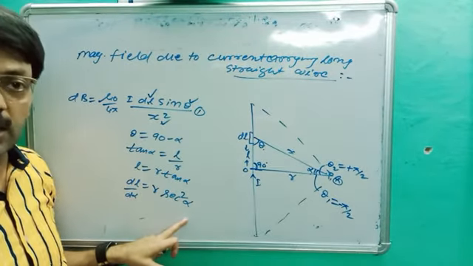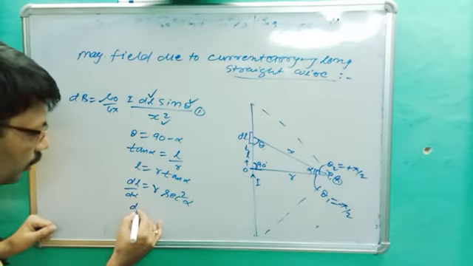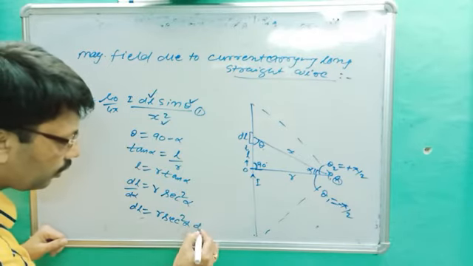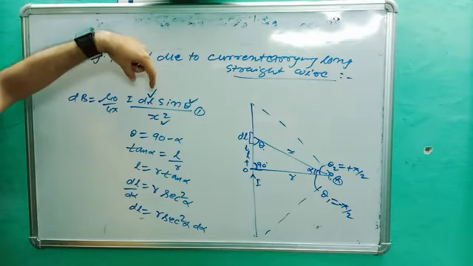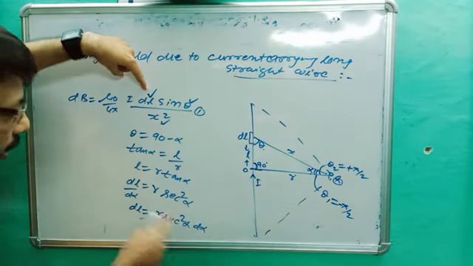This is from the mathematical tools of class 10th and class 11th. So what do we get by cross multiplying? dl is equal to R sec square alpha d alpha. See there, the second aim is completed here. The dl value, dl is equal to R sec square alpha d alpha, by cross multiplying.